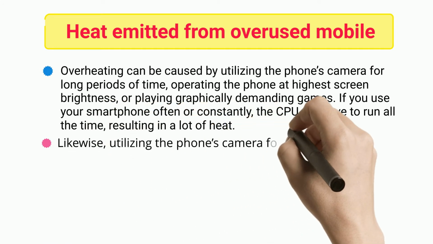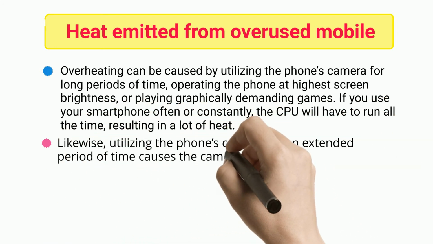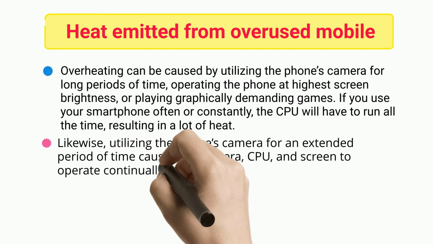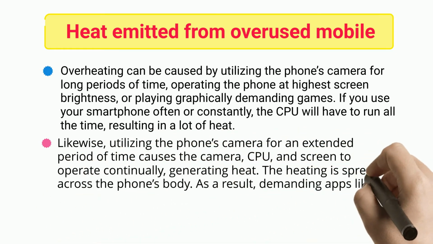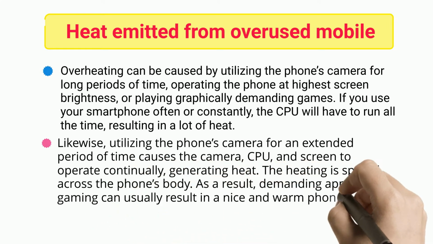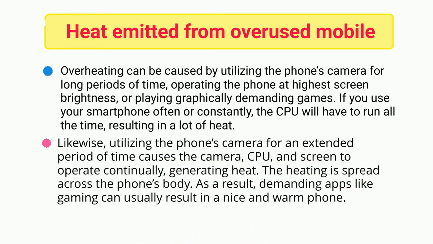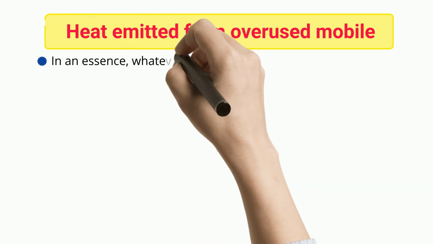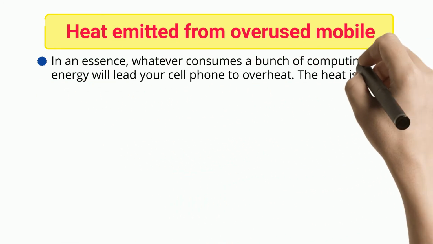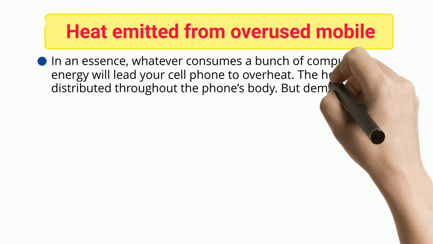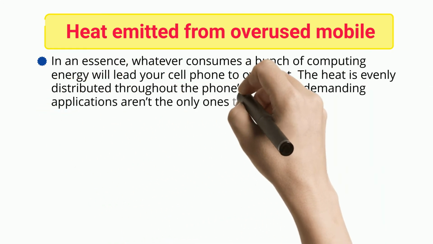Likewise, utilizing the phone camera for an extended period of time causes the camera, CPU, and screen to operate continually, generating heat. The heating is spread across the phone's body. As a result, demanding apps like gaming can usually result in a nice and warm phone. In essence, whatever consumes a lot of computing energy will lead your cell phone to overheat. The heat is evenly distributed throughout the phone's body.